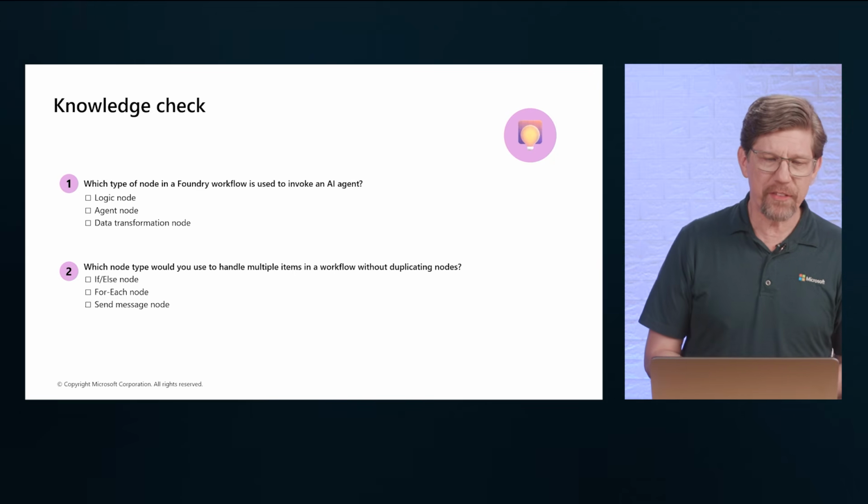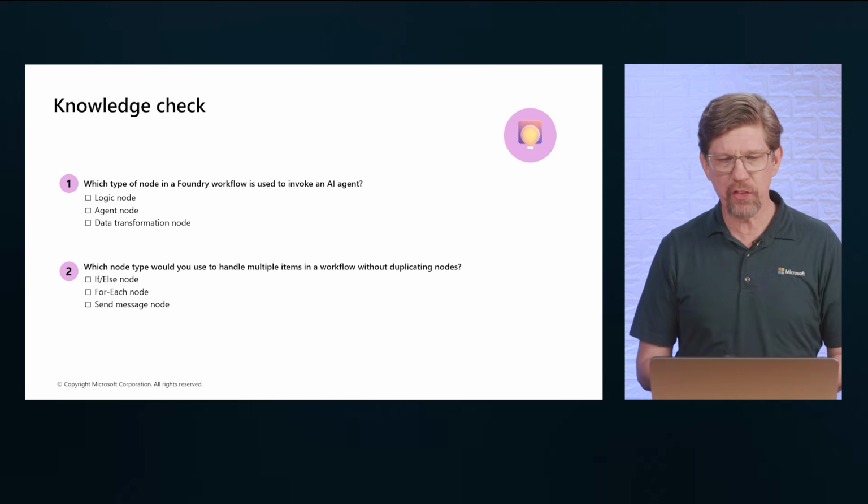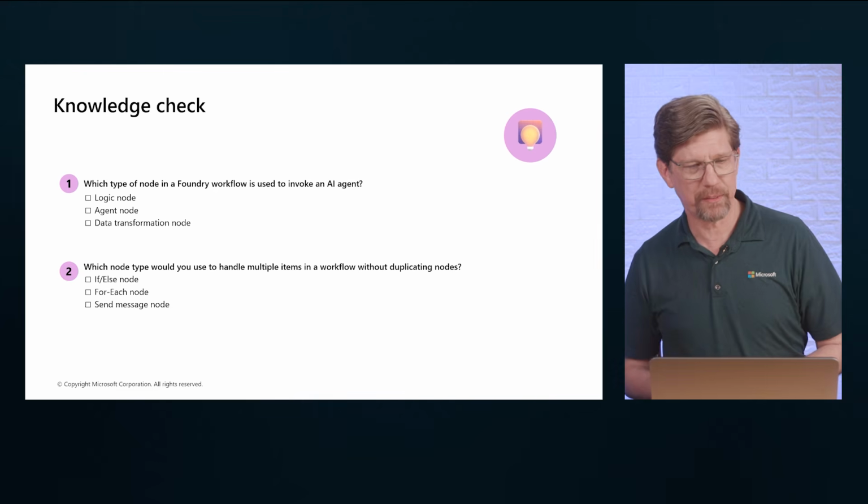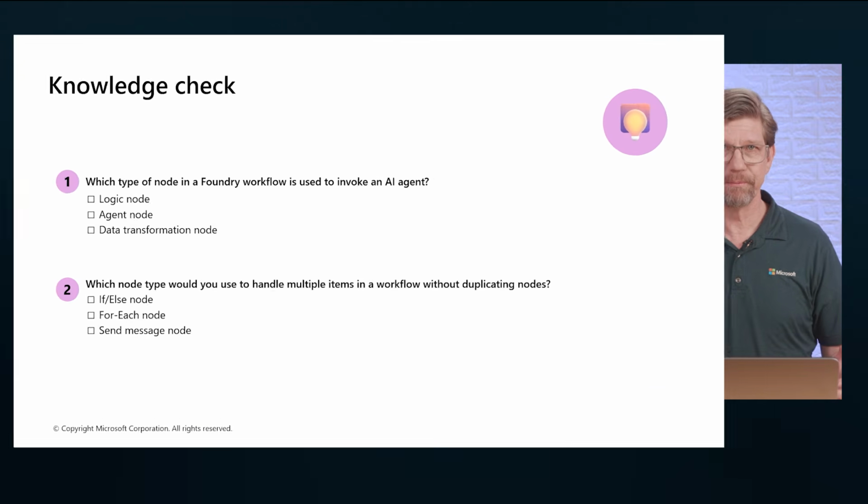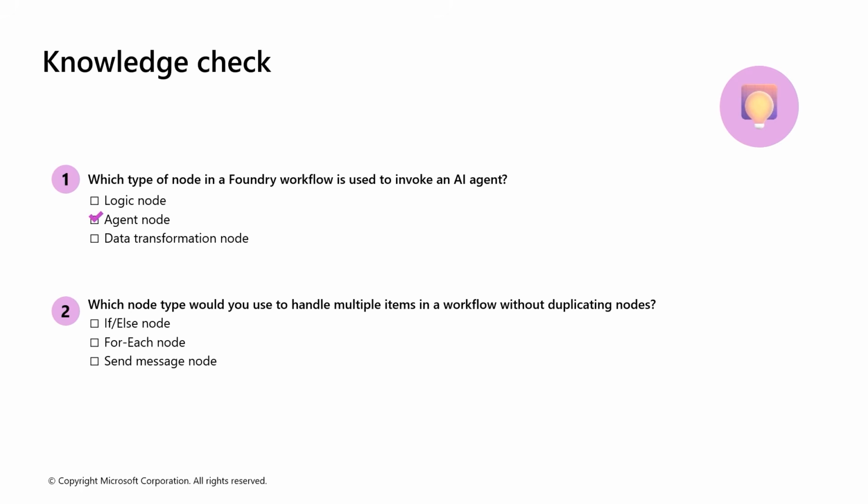Which type of node in a Foundry workflow is used to invoke an AI agent? Really hope you made that one. Yeah, definitely an agent node. Which node type would you use if you wanted to handle multiple items in a workflow without duplicating nodes? Right, that's for each, that loop that we saw in that example.